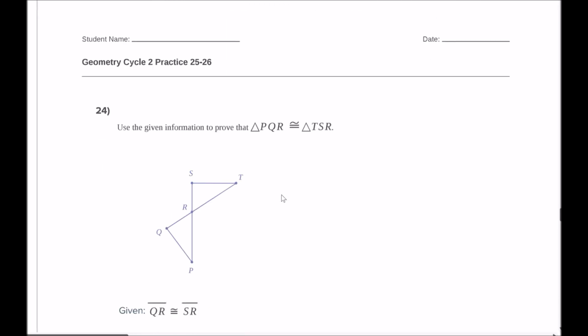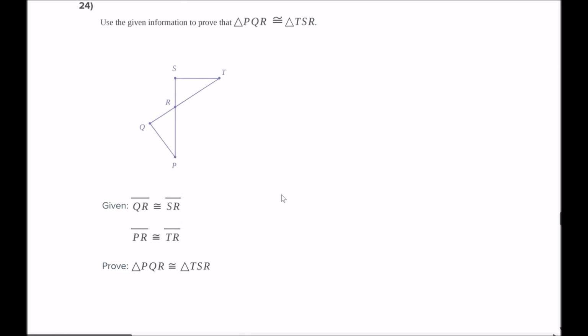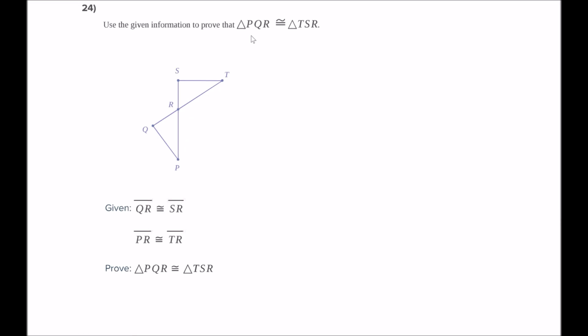All right, so number 24, guys. Use the given information to prove that triangle PQR is congruent to triangle TSR. Okay, so we want to prove triangle PQR is congruent to triangle TSR. First off, we're given that QR is congruent to SR. So we're going to mark that in our diagrams, and we're going to put that as a given, okay?